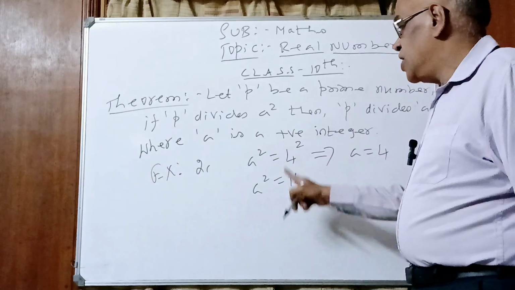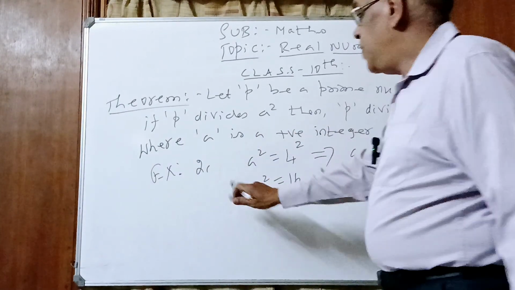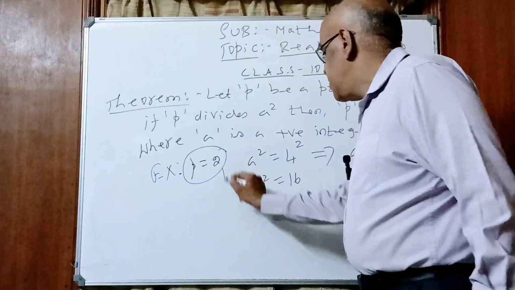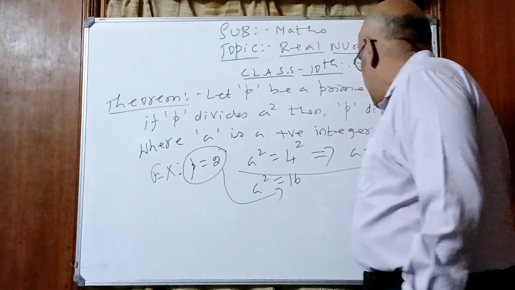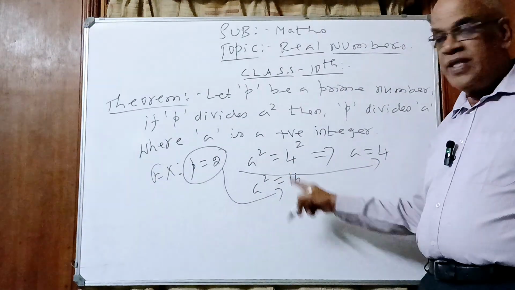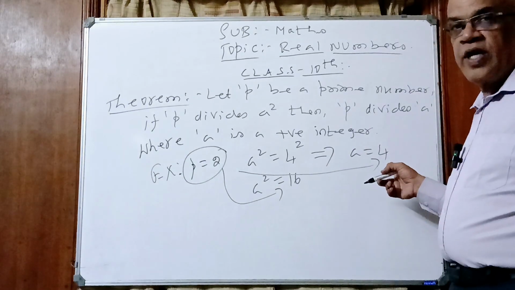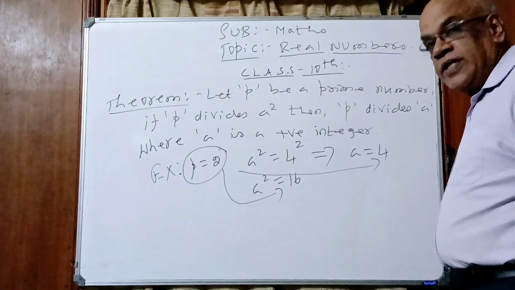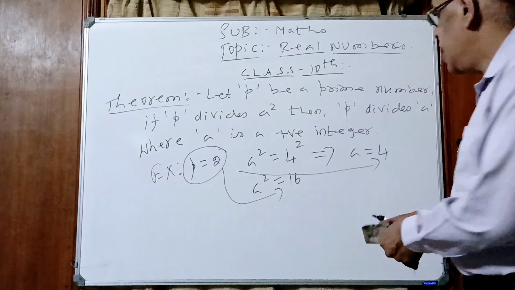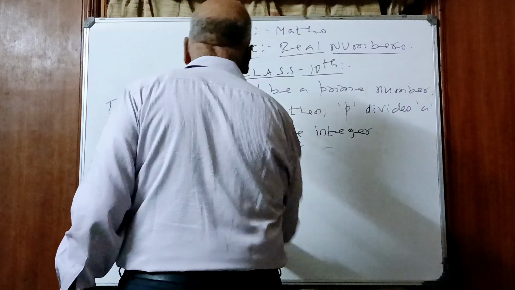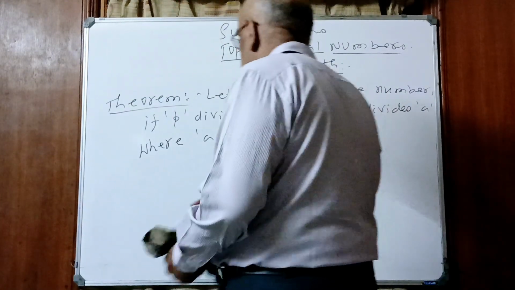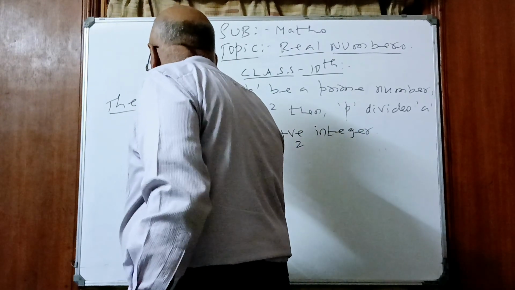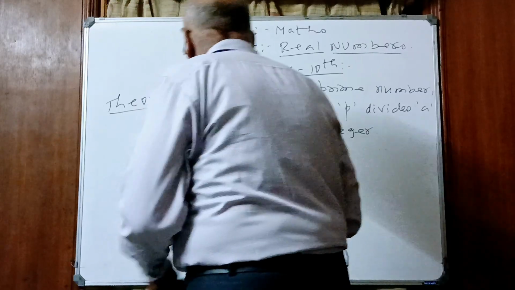If P divides a square, P is what here? Prime number. If P divides 16, then doesn't it divide 4, children? Yes. 2 8s are 16, then it divides a. 2 2s are 4. Yes or no? That's the meaning. Now you got the idea. When we take an example, then we will remember. Yes or no? Now come to the solution, children. What is the solution or proof? You say proof.